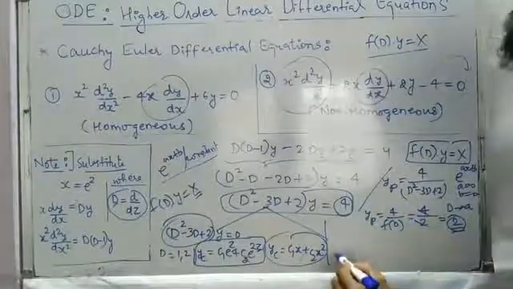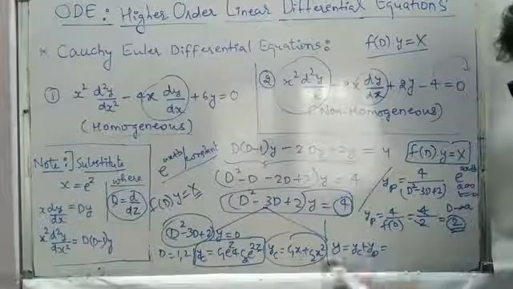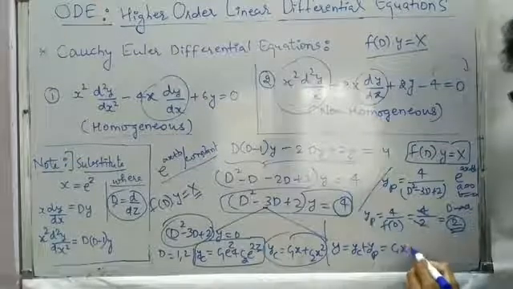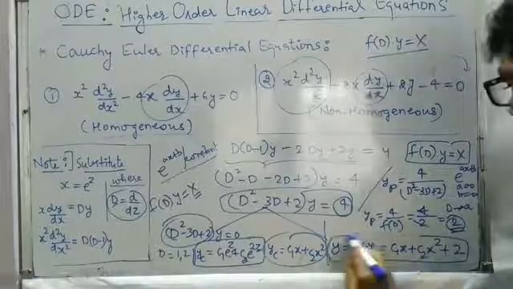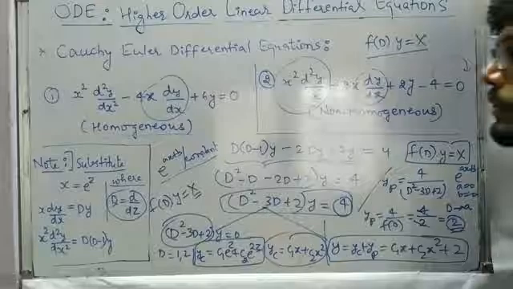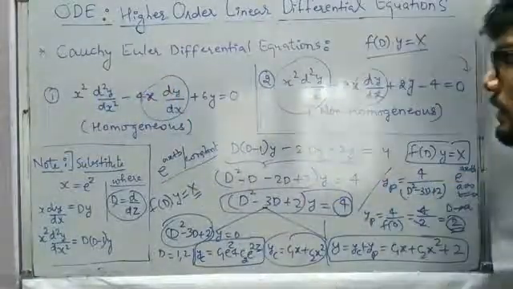So we have the complete solution, y is equal to yc plus yp, and yc is nothing but c1 x plus c2 x², and yp is nothing but 2. So this is going to be the complete solution. So that's how you have to deal with Cauchy's Euler differential equation.